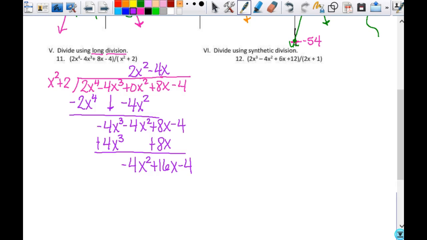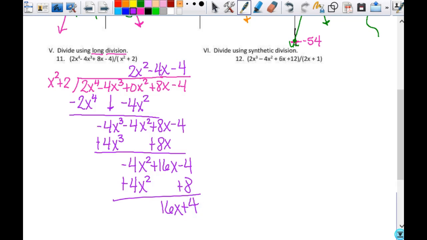Then x squared goes into the negative 4x squared, negative 4 times. So negative 4 times x squared is negative 4x squared. Negative 4 times 2 is negative 8. Go through and change my signs. These 0 out. You get 16x plus 4.